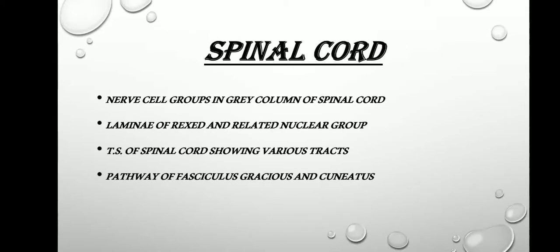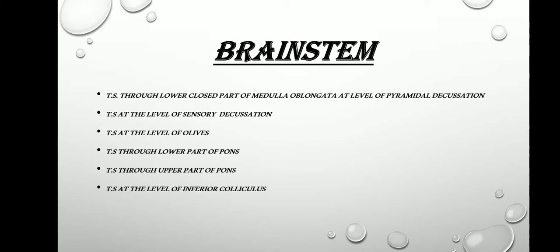The various important diagrams are nerve cell groups in the gray column of the spinal cord, lamina of Rexed and related nuclear group, transverse section of spinal cord showing various tracts is the most important question, and pathway of fasciculus gracilis and cuneatus is also important.